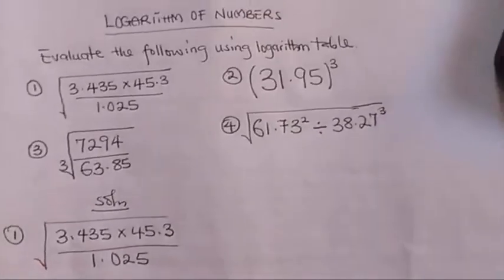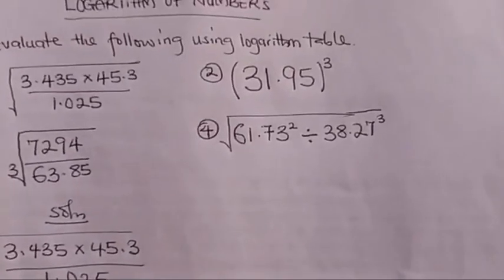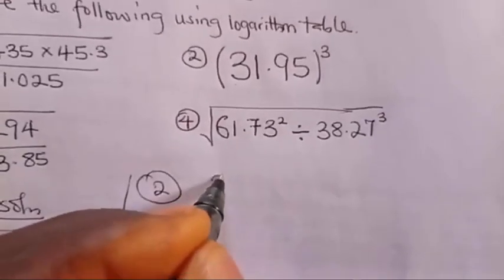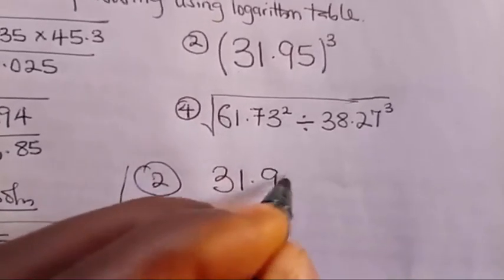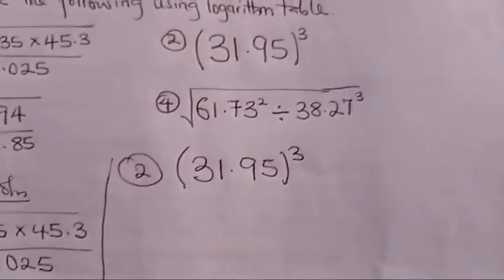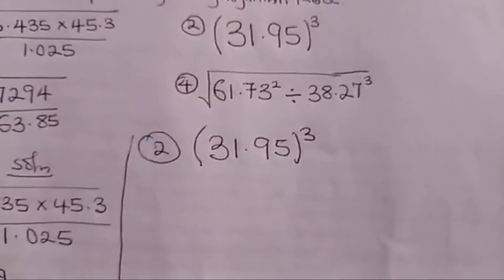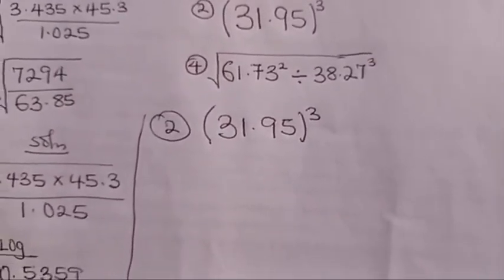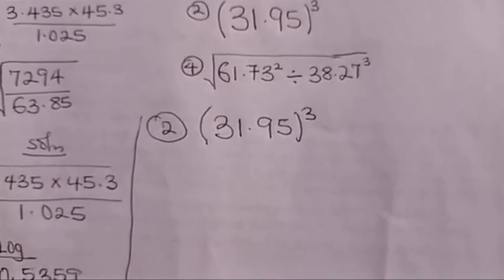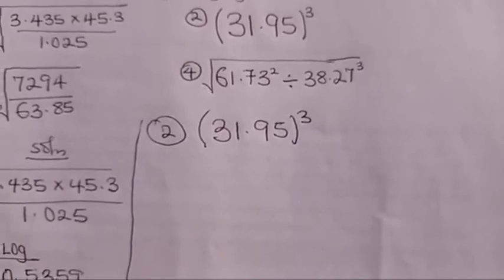For the second question, we have 31.95 raised to the power of 3. In this case, we are going to apply the power law. And in power law, after finding the logarithm of the number, you multiply the logarithm by the power you have there. So in this case, after finding the logarithm of 31.95, we'll multiply the outcome by 3.